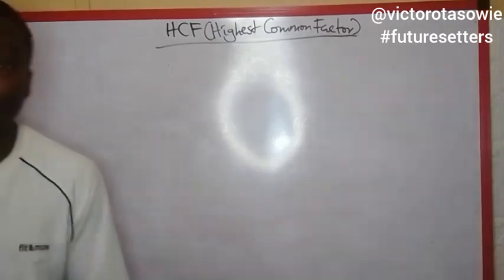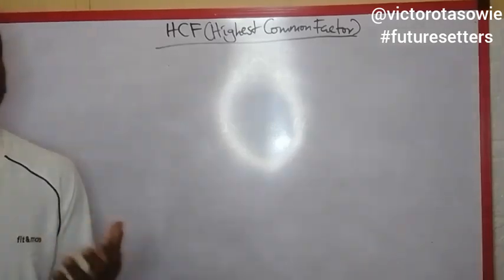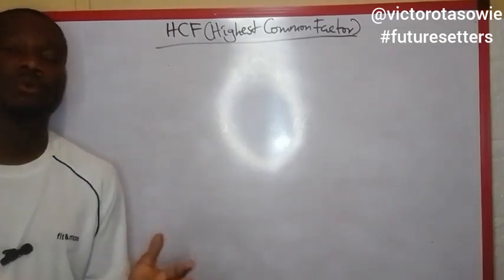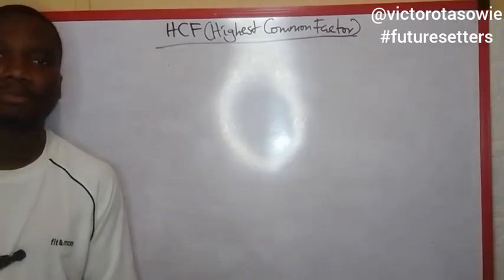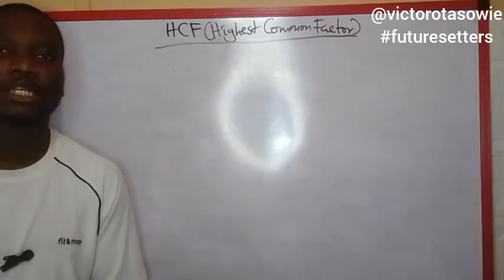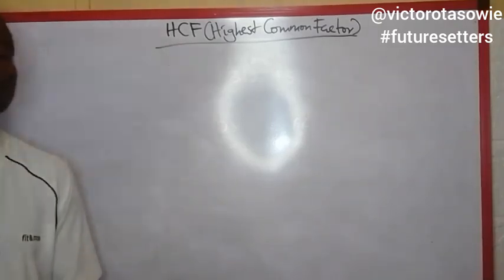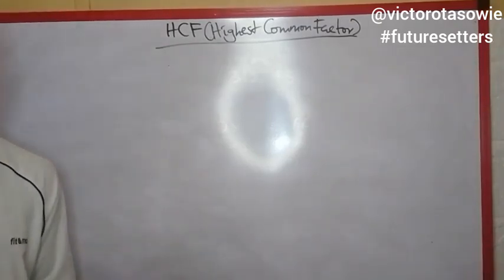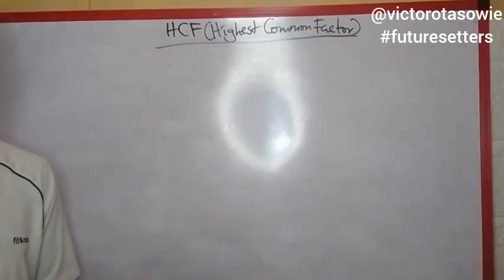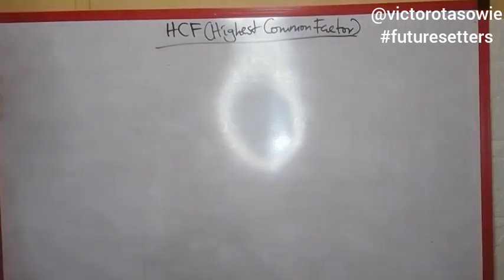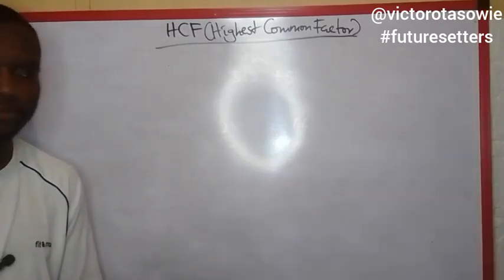We already did a class on LCM where I explained everything you need to know. LCM can be found by four methods: we talked about the grid method, the multiples method, the prime factor method, and the index method. We can also find HCF using these methods, but let's focus our attention on the grid method and the index method for now.